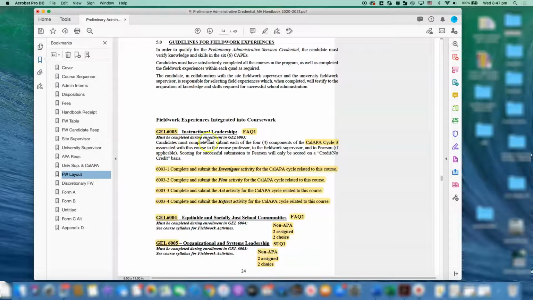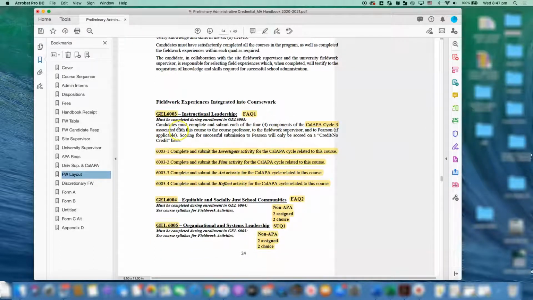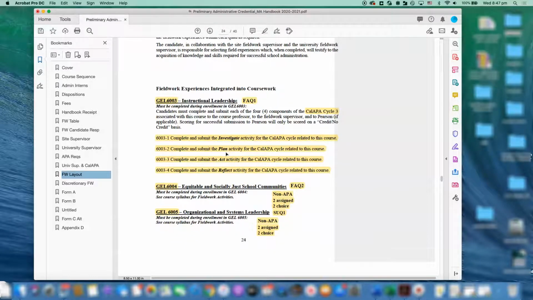All right, so here's the breakdown of the courses. 6003, as I mentioned, this is an APA course. This is cycle 3, and your fieldwork is going to be labeled fieldwork 1, which is investigate. That's step 1 of the Cal APA. Fieldwork 2 is plan. Fieldwork 3 is act. Fieldwork 4 is reflect. So you can see how it's laid out. You have 4 fieldwork requirements for each course, and the way this is separated is by each of them being 1 step of the Cal APA, and you would record that on your Form B as you go along.